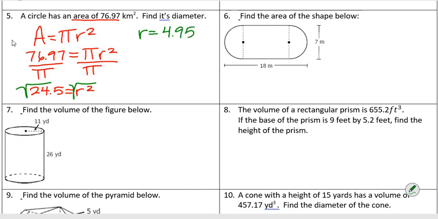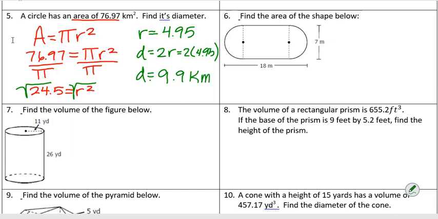Hopefully all of you know that a diameter is equal to 2 times the radius. So we're going to do 2 times 4.95. So our diameter is going to be 9.9 kilometers.